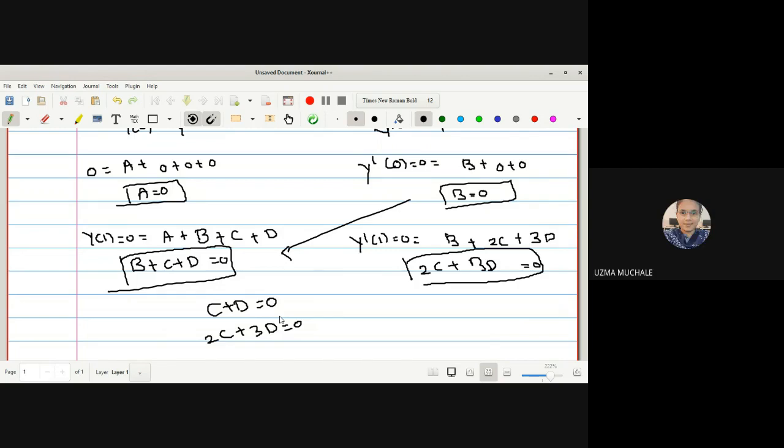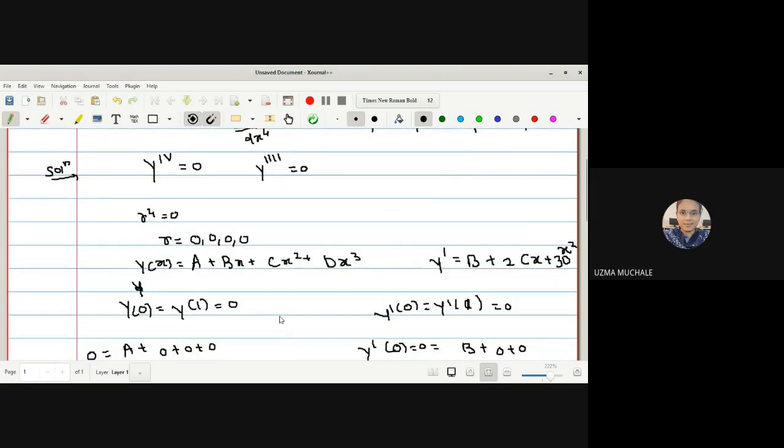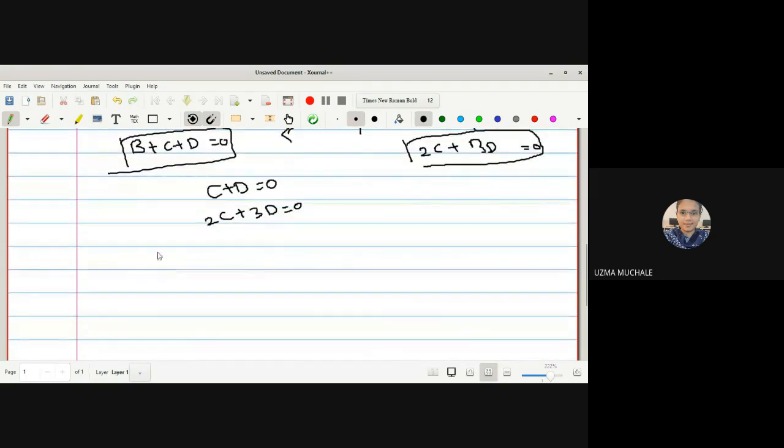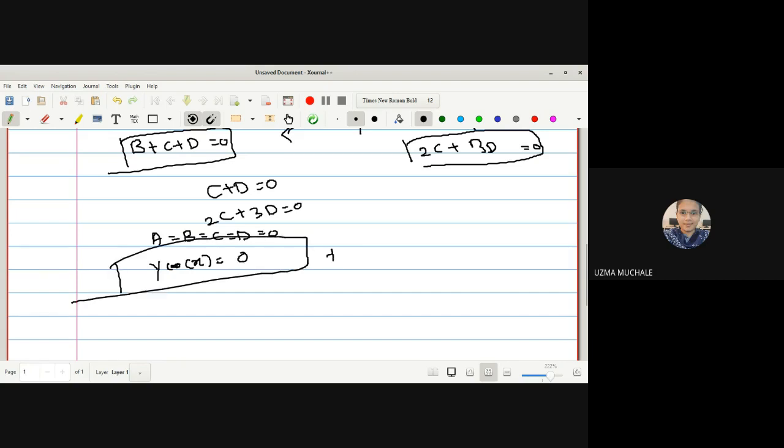Okay, so after putting it back in our equation, we have to put all the values, and hence we get the trivial solution, which ensures that the Green's function exists. Means putting all the values of A, B, C and D, all are 0. So y of x is equal to 0, we get the trivial solution, and hence the Green's function exists.